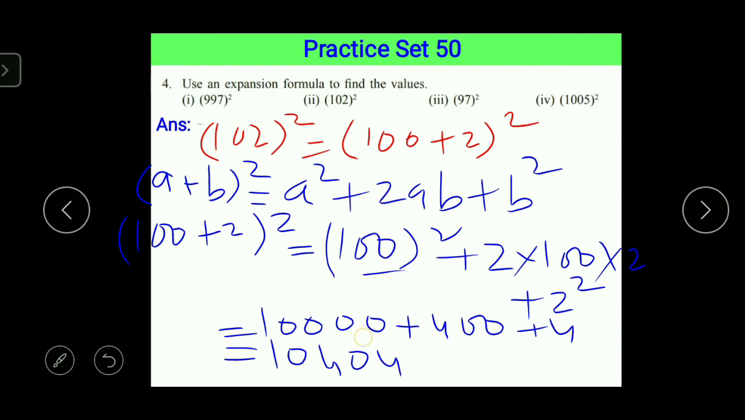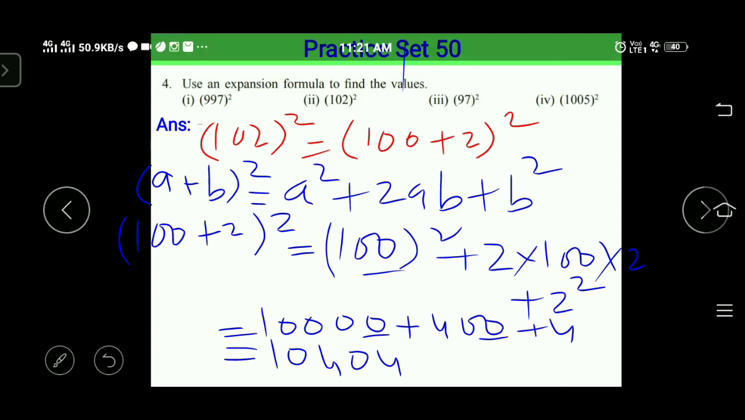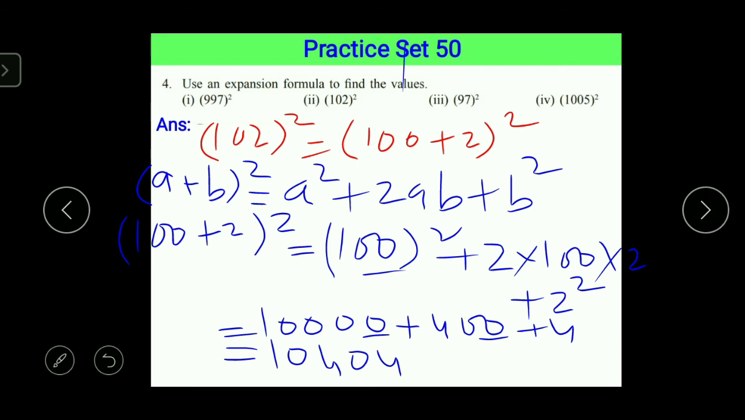I'll repeat again how. 0 plus 0, 0 plus 4, we'll get 4. 0 plus 0, 0. Here nothing is left, we'll write 0. Now 0 plus 4, we'll get 4. And the remaining 10 is as it is. So this is how you will add and you will get the answer 10404 here, students. I hope you must have understood this. If there is doubt, you can ask me. In the same way, I'll suggest you do this as homework. Will you be able to do it, students?